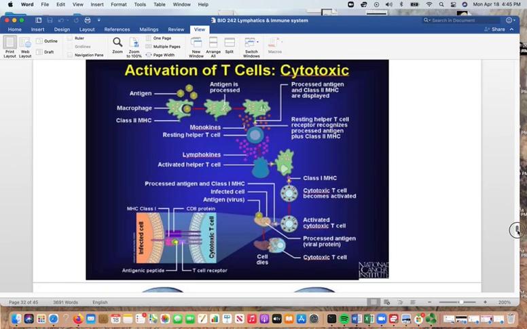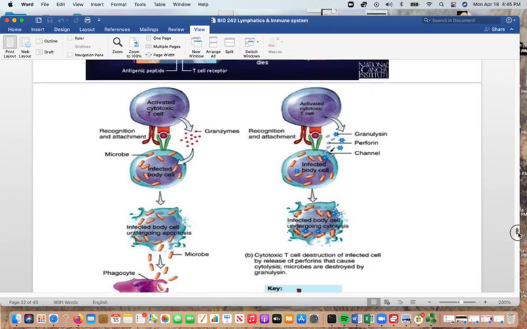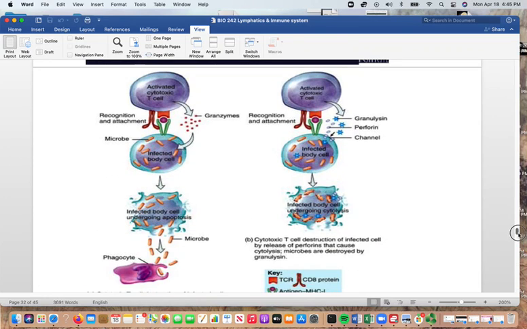And this is just another variation. So here you can see where you've got the granulysin and perforin that's going to form a channel to allow the cell to be lysed, and then the granzymes triggering apoptosis.